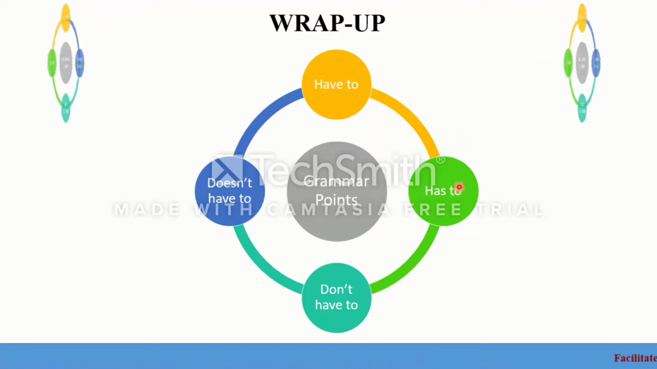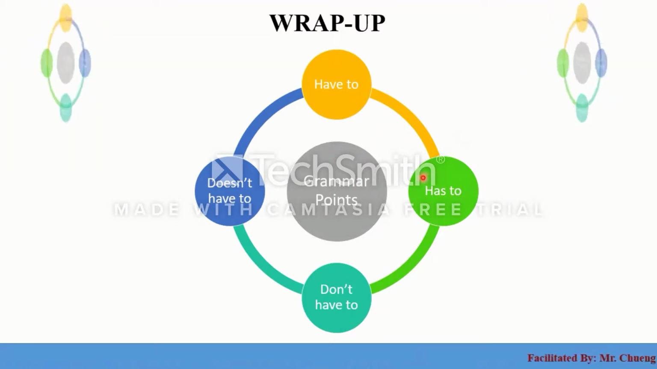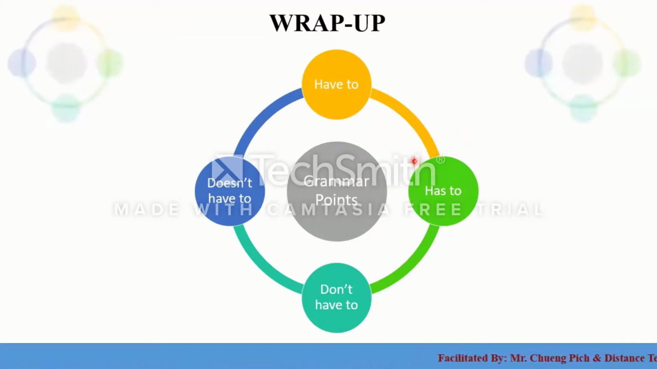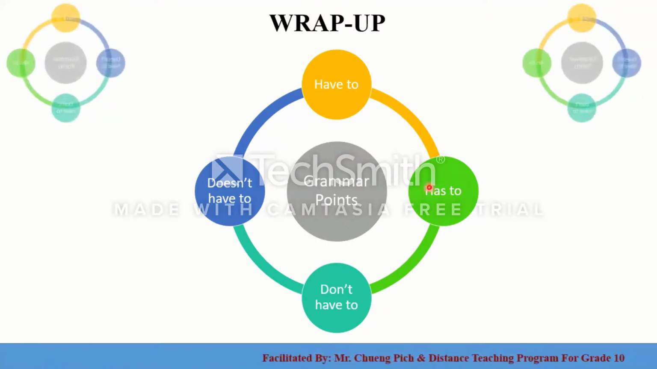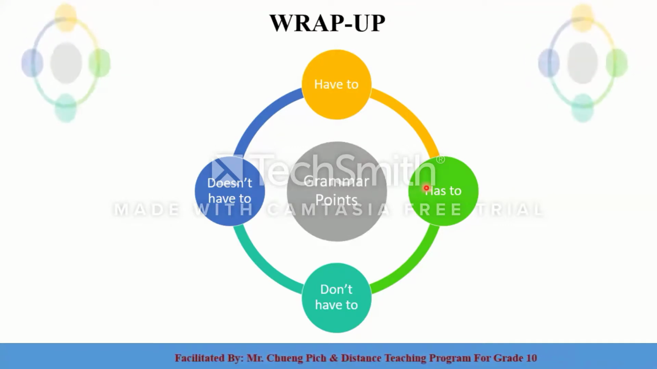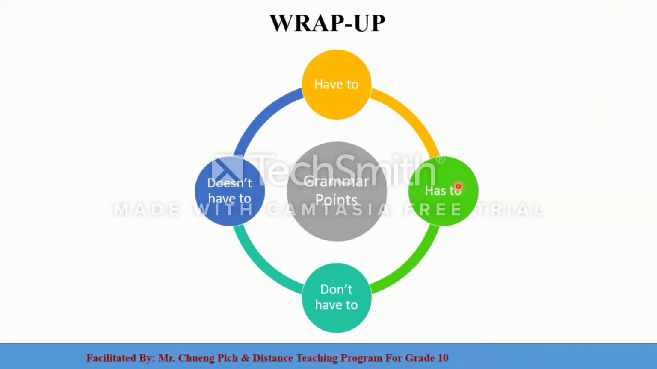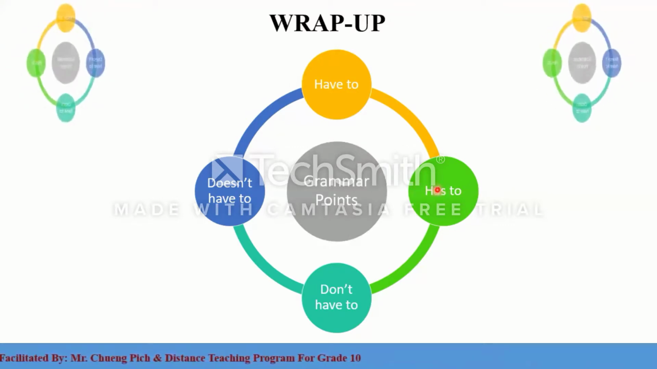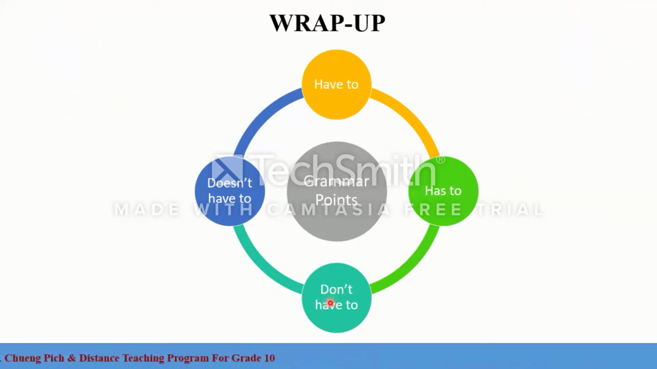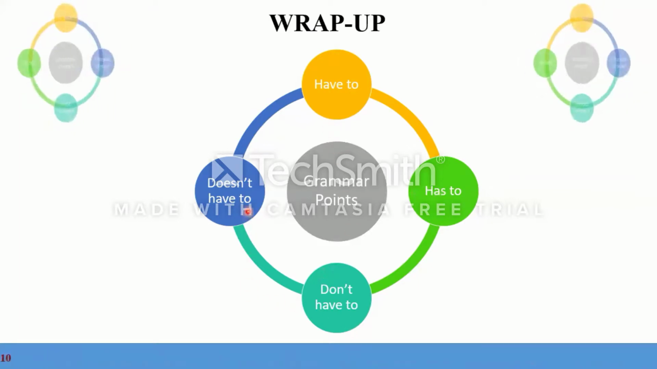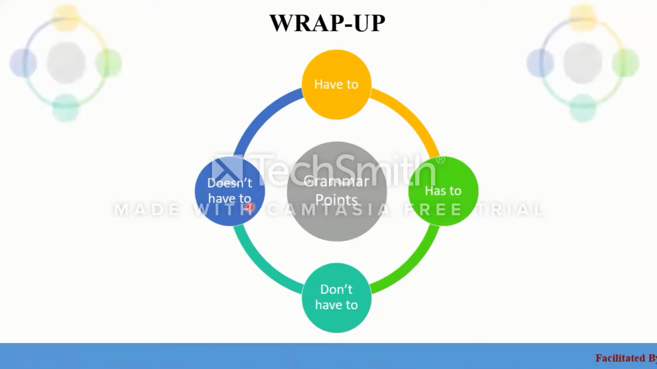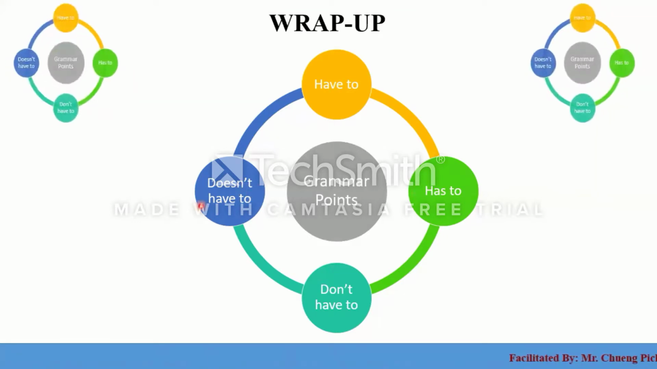And when we talk about has to, we use it with the singular subject pronouns he, she, it, and with the third person singular subject as well. Yeah, he, she, it, and the name of one person, like Som, Dara, something like that. Don't have to, we use in the negative form with I, you, we, they. Yeah, and doesn't have to, we use with he, she, it, and the name of a person when we use it in negative form.